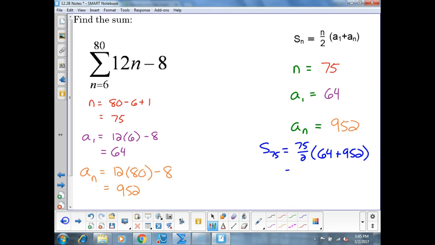So that's going to be 75 over 2 times 1,016. Oh yeah, it's 64. Which is, let me think, 508 times 75. I'm going to go with 38,100.